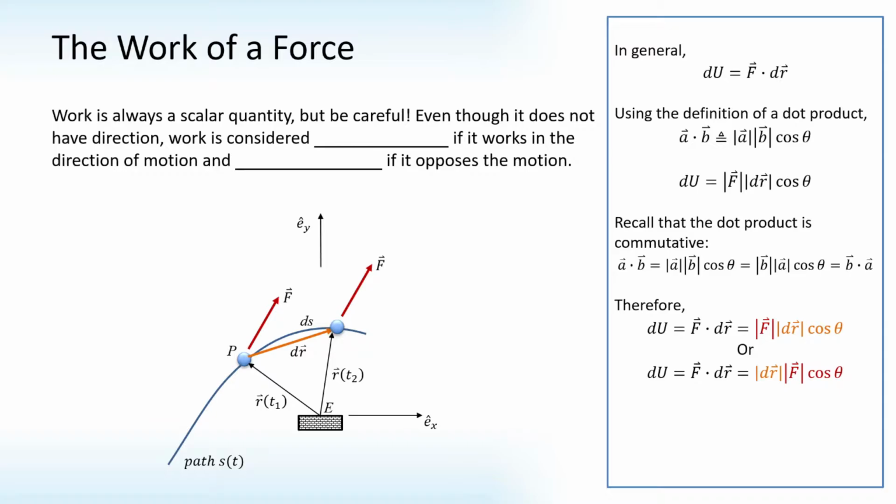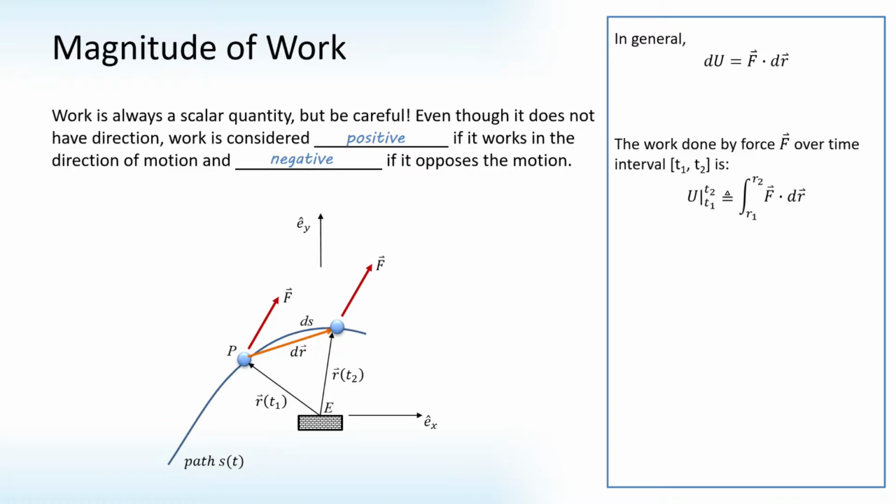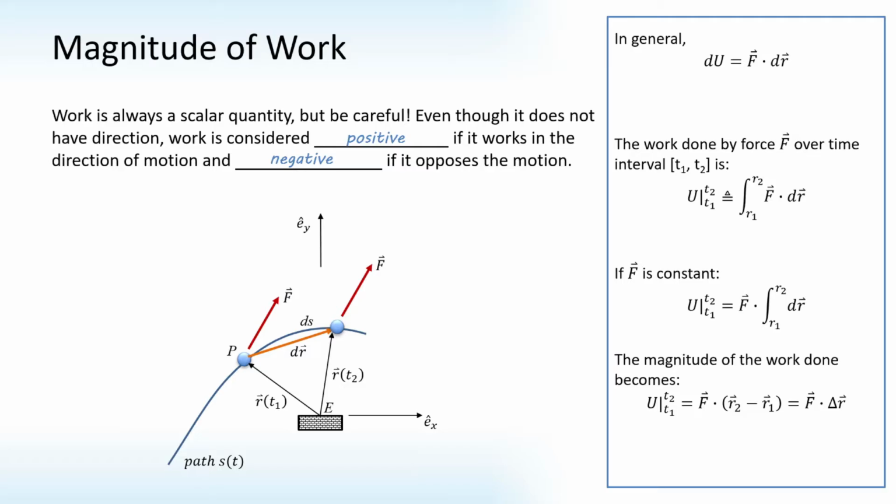Work is always a scalar quantity, but be careful. Even though it does not have direction, work is considered positive if it works in the direction of motion and negative if it opposes the motion. Work has units of joules or Newton meters in the SI system and foot-pounds in the US customary system. The magnitude of the work done by a force over a time interval is the integral of F dot dr from the position at time 1 to the position at time 2. If F is constant, then you can pull that term out of the integral, and the magnitude of the work done becomes F dot delta r.